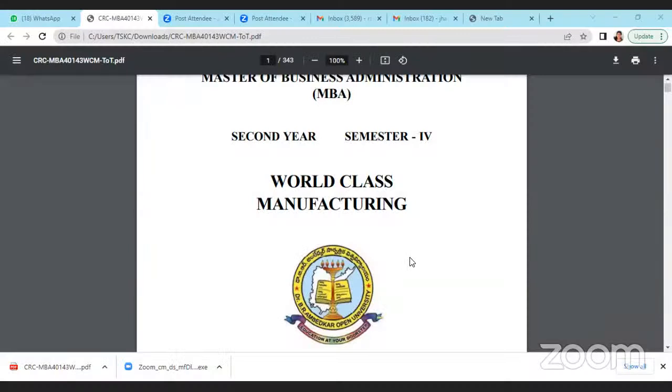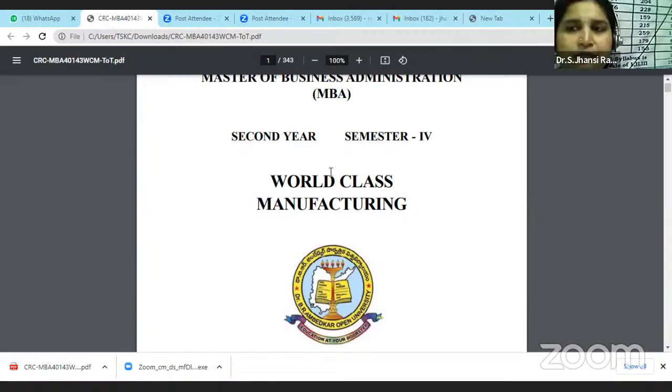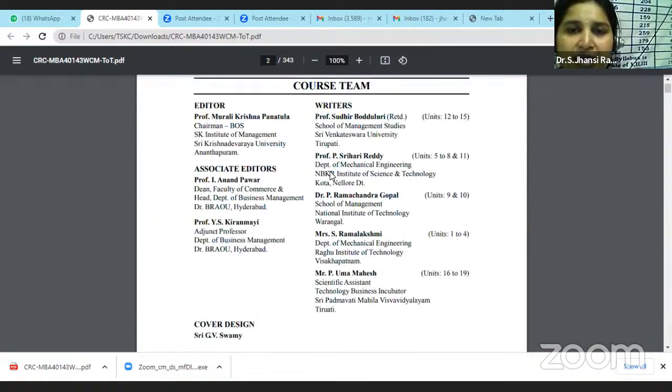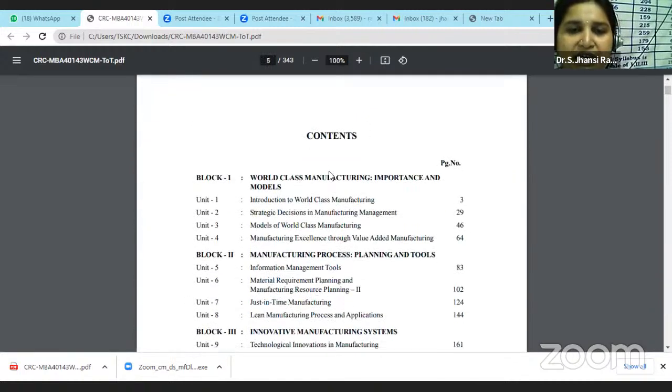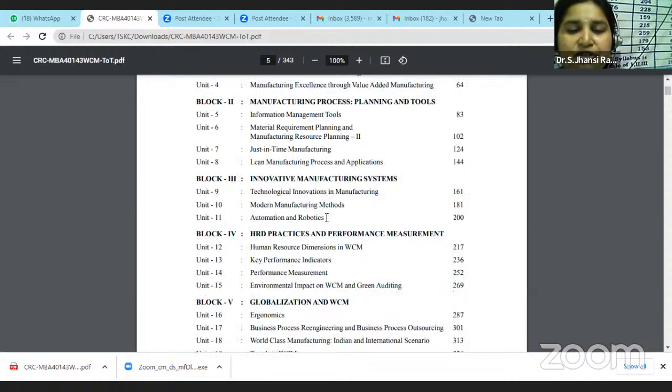First I'll share the syllabus so that you can have a brief idea about world-class manufacturing. It is semester 4 of second year. And here, as every subject has 5 blocks, world-class manufacturing also has 5 blocks, under which block 1 talks about world-class manufacturing, importance and models, manufacturing process, planning and tools, innovative manufacturing systems, human practices and performance measurement, globalization and world-class manufacturing.